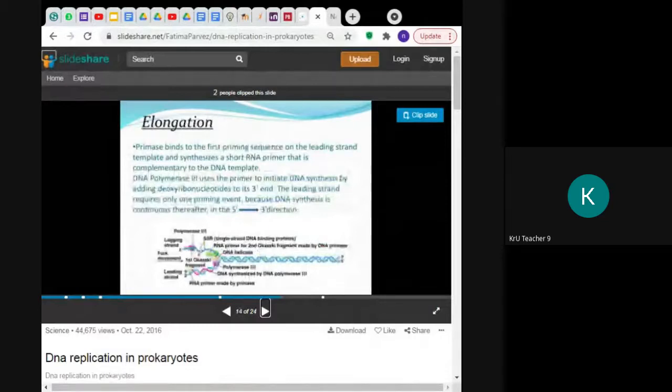Elongation. The primase binds to the first primer sequence on the leading strand and synthesizes a short RNA primer. DNA polymerase 3 then uses this primer to initiate the DNA synthesis by adding dNTPs to its 3' end. The leading strand requires only one priming, whereas the lagging strand requires different primers multiple times.